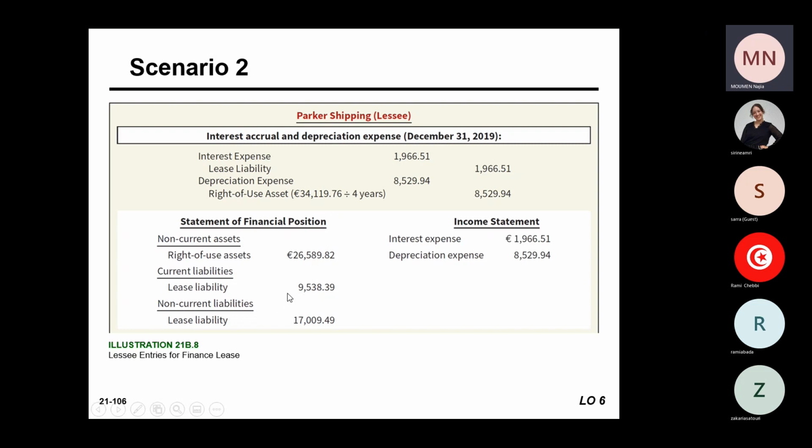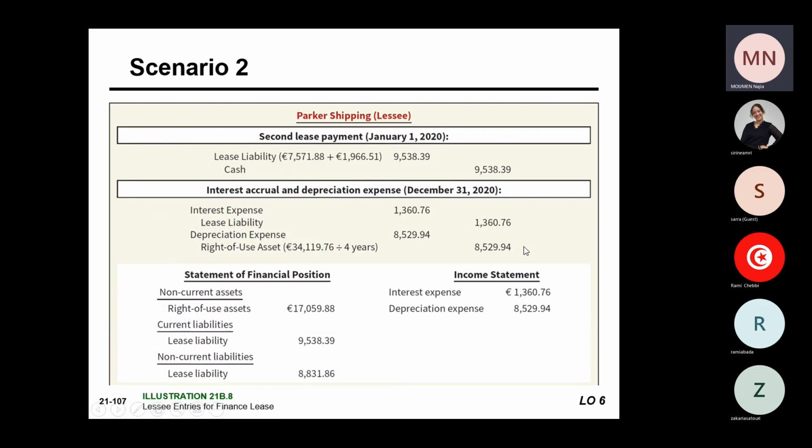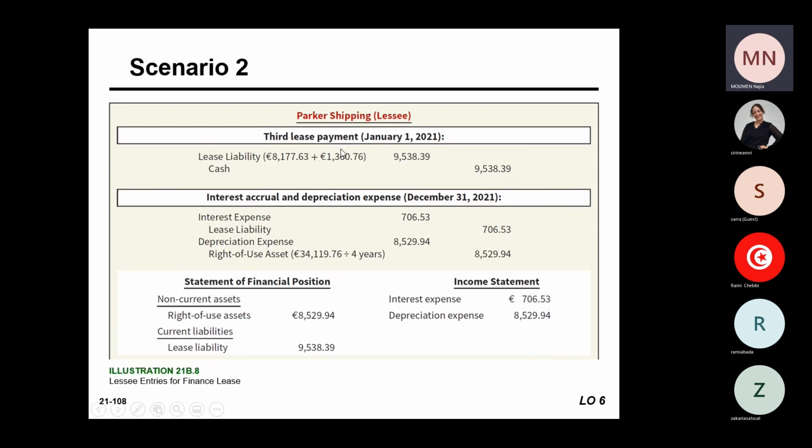the right of use, but for current liability and non-current liability, that's about the next payment of the lease liability and what is left for the other 3 years. We have the interest expense and depreciation expense, the same as we already learned. The second payment, then of course we have the accrual of depreciation and interest, again the same presentation. The third payment, the accrual of interest and depreciation expense, the same presentation again.